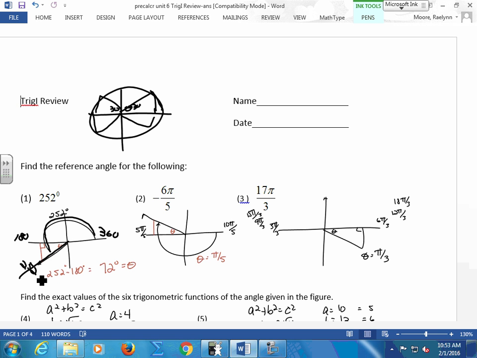Is that 252 degrees? Yes. That's degrees. I want this little reference angle right here. I want the reference angle. Remember, the reference angle is between the terminal side and the x-axis.